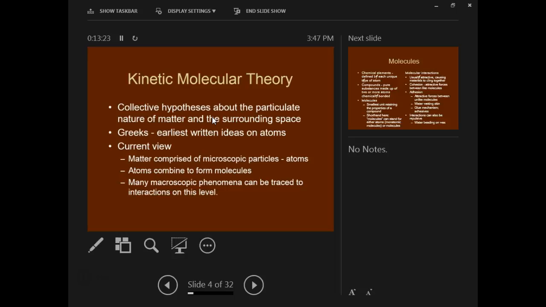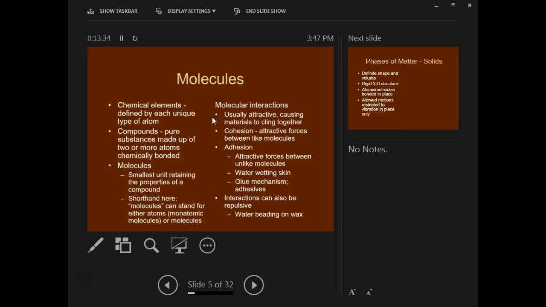The next, figure 14.2, page 89, is what we're going to talk about next. Let's go on and hit that, and then we'll come to this figure. Let's talk about those molecules we just mentioned. You have chemical elements. Those are made up of individual atoms, no mixture of atoms except two or multiple ones of the same type. Chemical elements are defined by each unique type of atom. Carbon is always carbon. If it's pure carbon, that's the only atom in it.